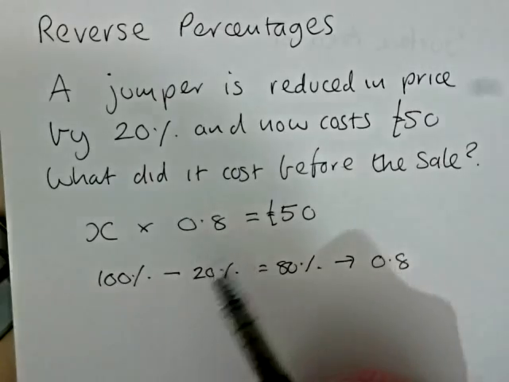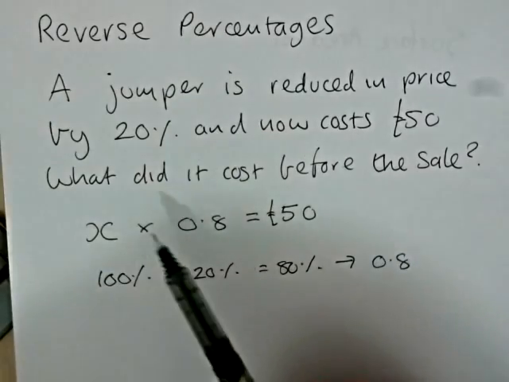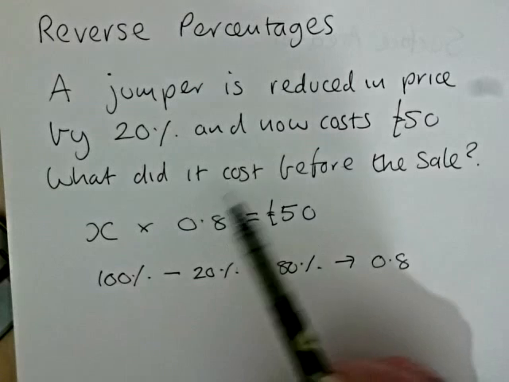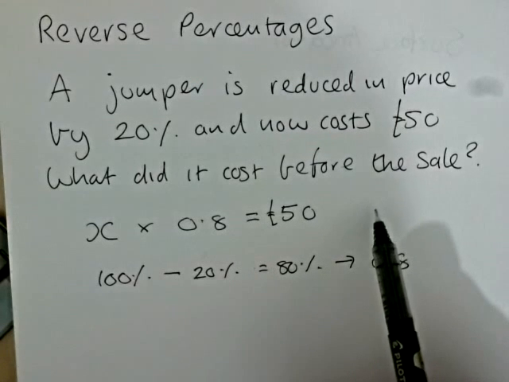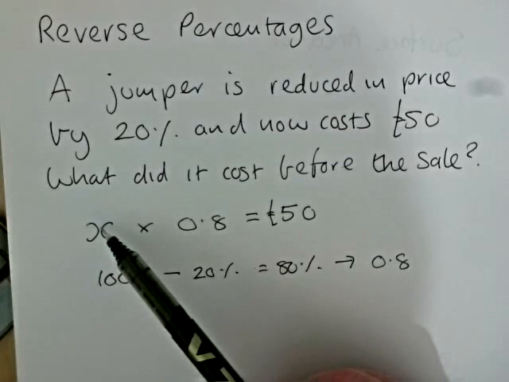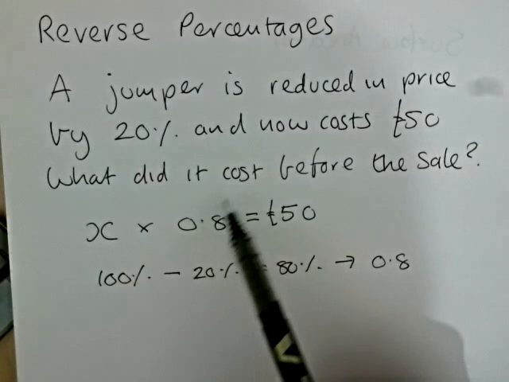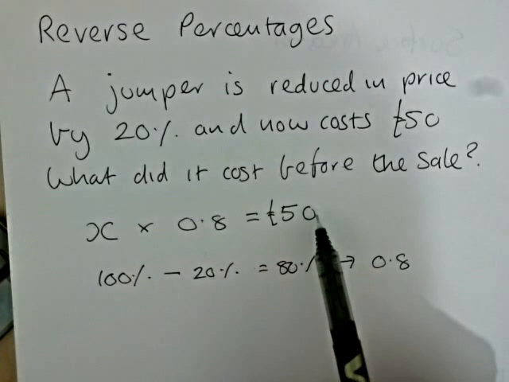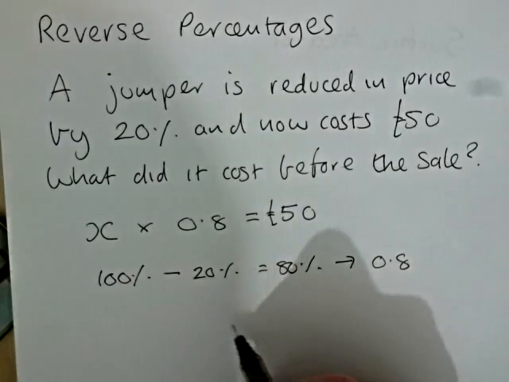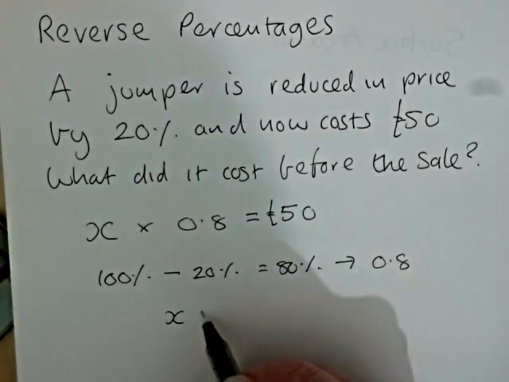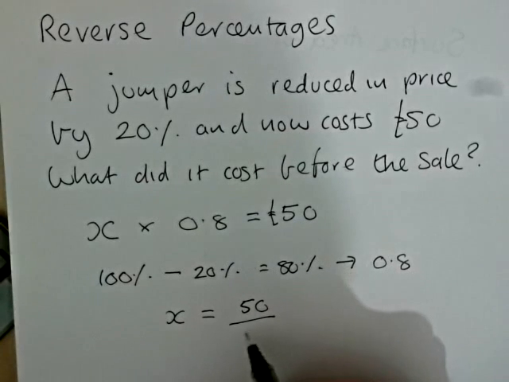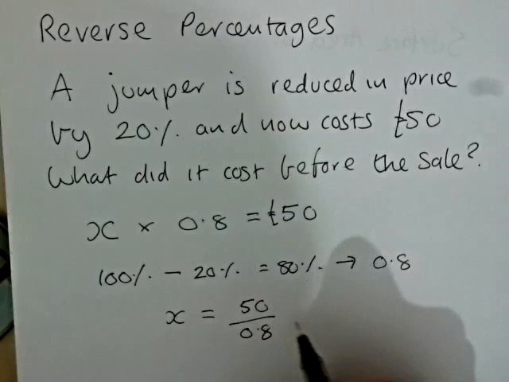So this is thought of as a reverse percentage, because unlike normal percentage questions where we do a decimal of an amount to get the percentage, in this particular case we don't know the amount to start with, but we know a percentage reduction was applied and we know what the final amount was. So we simply need to rearrange this equation to make x the subject. So x will equal 50 divided by 0.8.